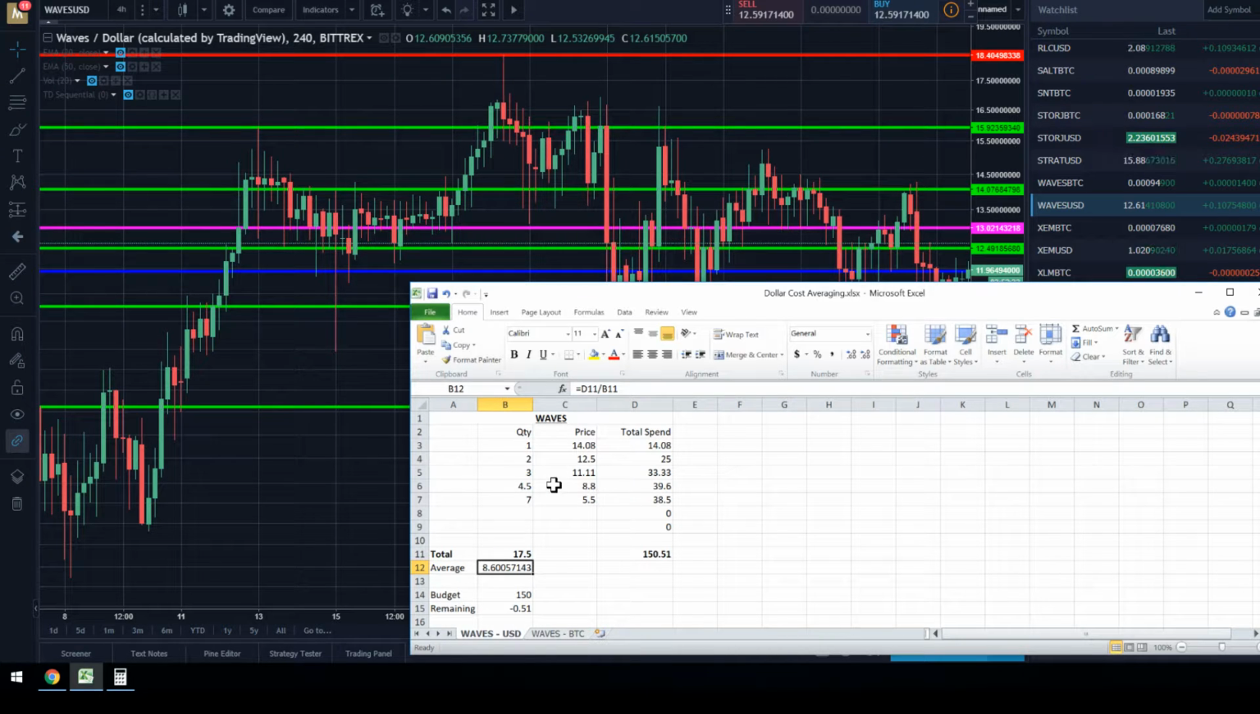So if we just randomly did these, we would have ended up with $8.60 as our average price, which is below our second to bottom buy price. So we could have just done one buy of our whole lot at $8.60, but it could have easily turned around at any of these points. Who knows where it's going to go to?